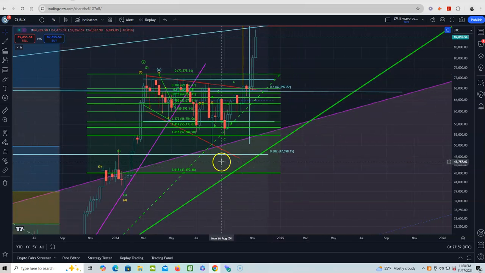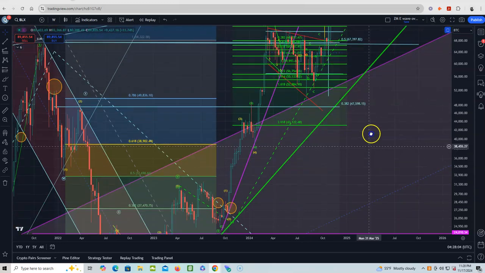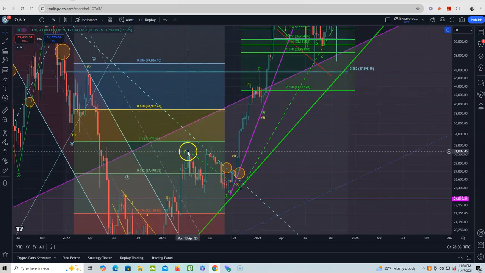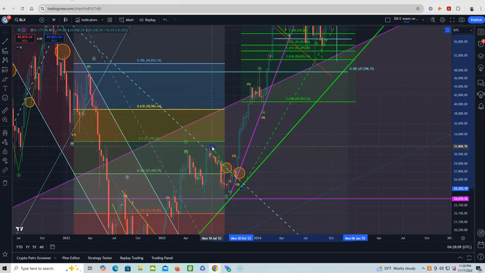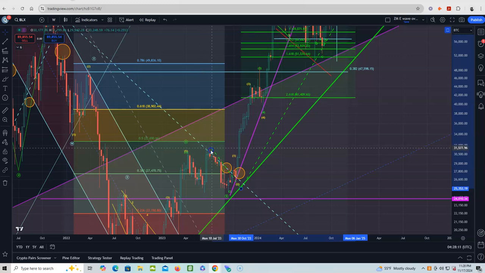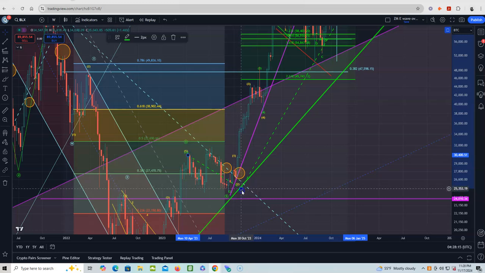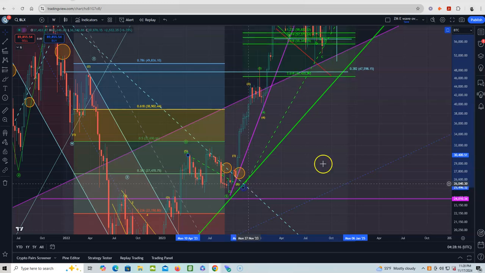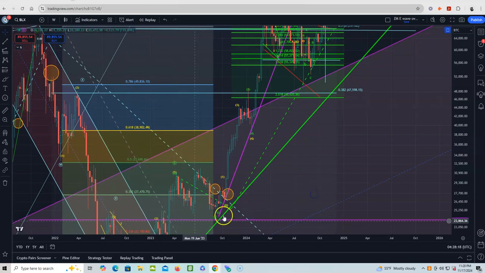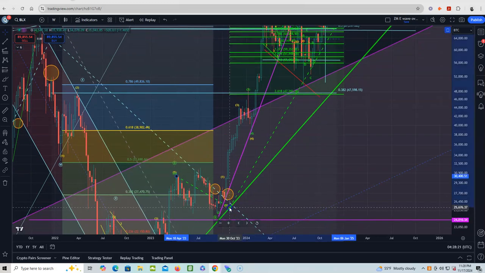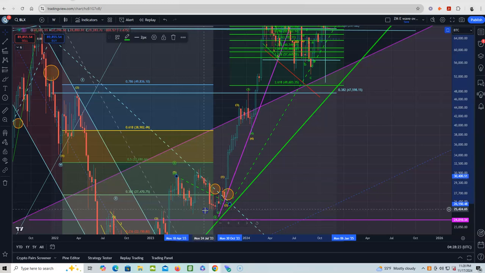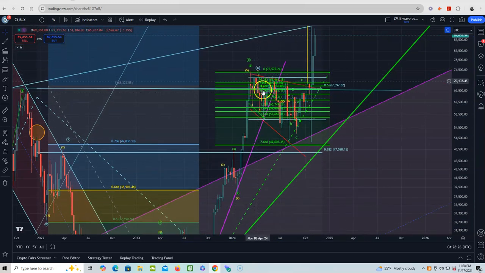Okay. Barring this crazy wick here, we do have some kind of potential 618. It's hard to see. I don't like it, to be quite honest. I do not like it. But there is a case for alternation between this wave 1, between this wave 2, and this potential wave, which could be a 4, A, B, C, D, E into a 4, 5.